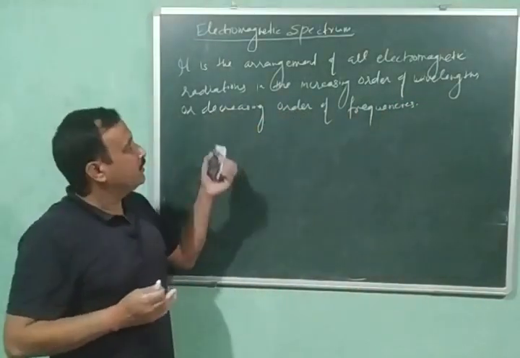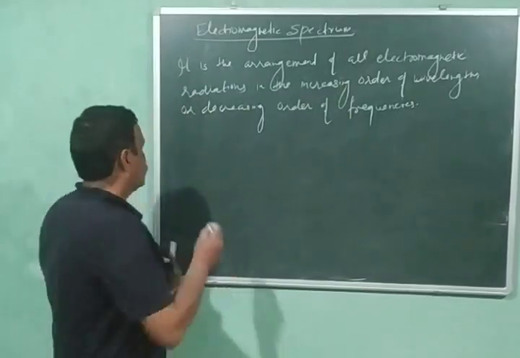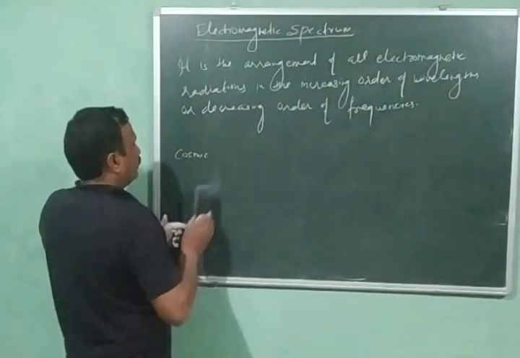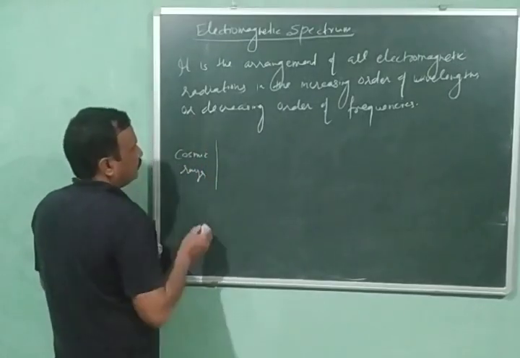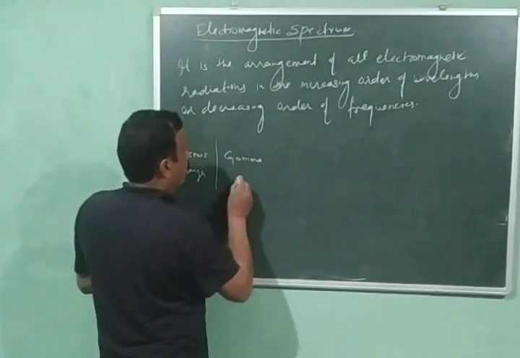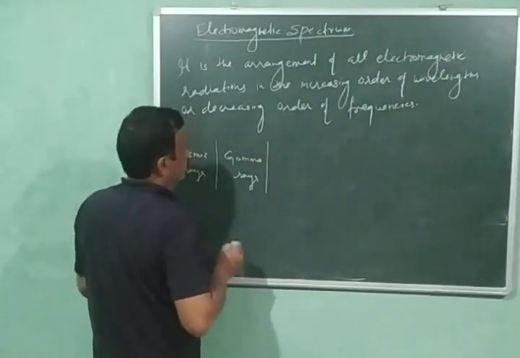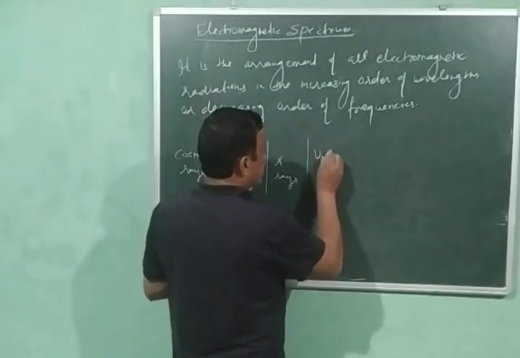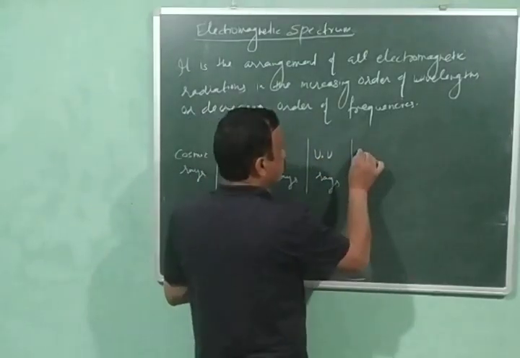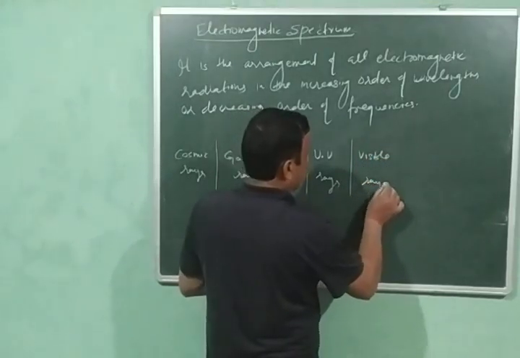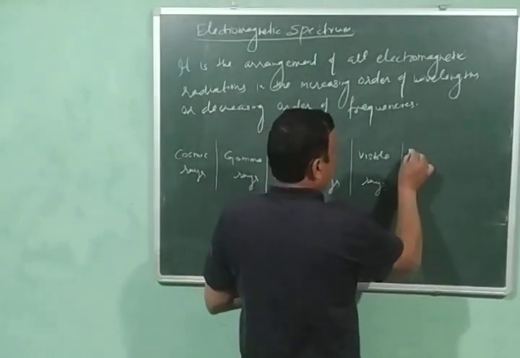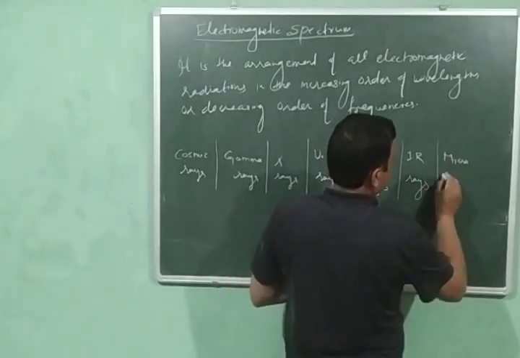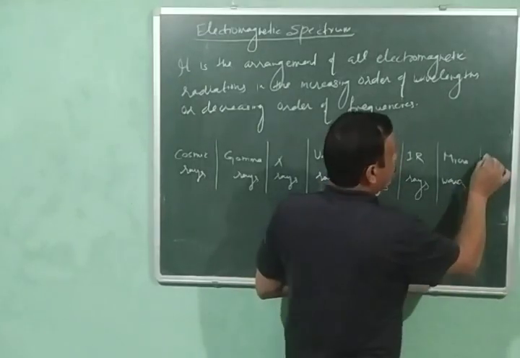Okay, so in this order, first of all we will have cosmic rays, then we will have gamma rays, then X-rays, then ultraviolet rays, visible rays, then IR, infrared rays, microwaves, and finally we have radio waves.